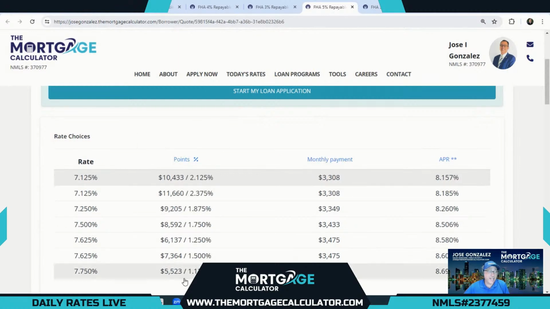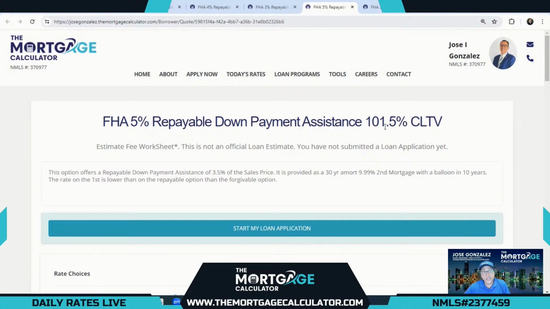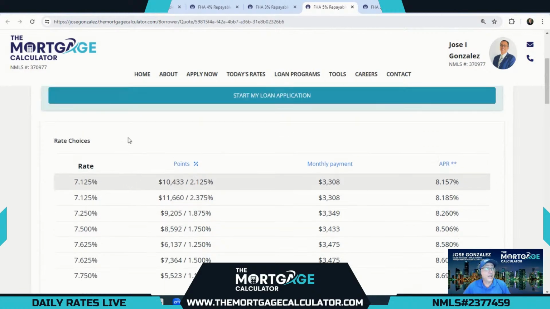Cost increases by 0.625. So to get the extra 1.5% in assistance, it costs you an extra 0.625. So you're really getting 0.875 in extra assistance with this option net. And so it is CLTV of 101.5%. And again, second mortgage. So, but good option, 7.75. Lowest cost option at 1.125, and you can buy that down to 7.125 at a cost of 2.375. That extra 7.125 snuck in there. Actually, we got a typo there, folks.